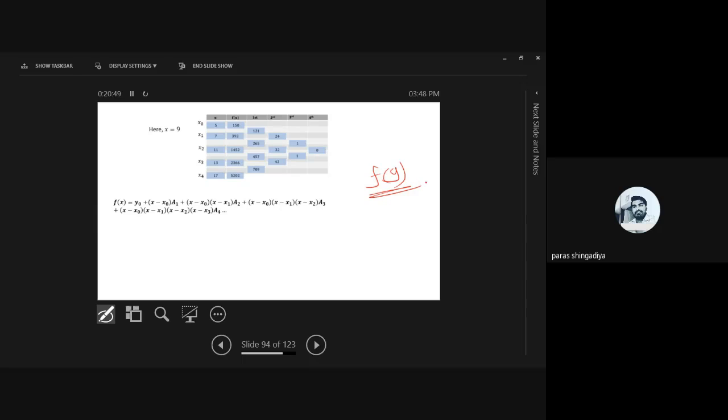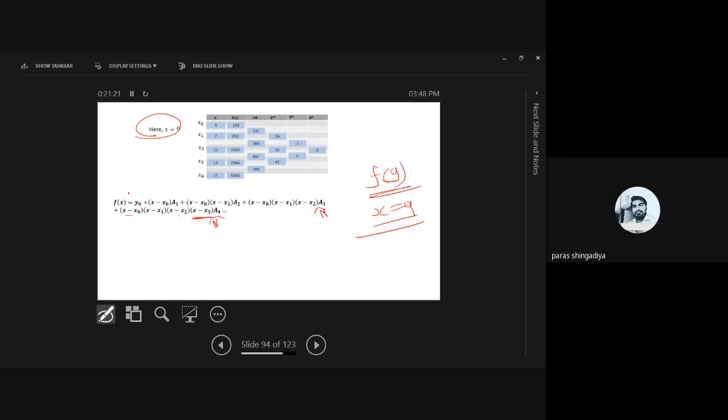So f of 9 means x is equal to 9. Write x equal to 9 here, and now write the formula in the form of a1, a2, a3, a4. So y0 plus x minus x0 a1 plus x minus x0, x minus x1 a2 plus x minus x0, x minus x1, x minus x2 into a3. Then the next term, x minus x0, x minus x1, x minus x2 into x minus x3 into a4. Just use the pattern only.